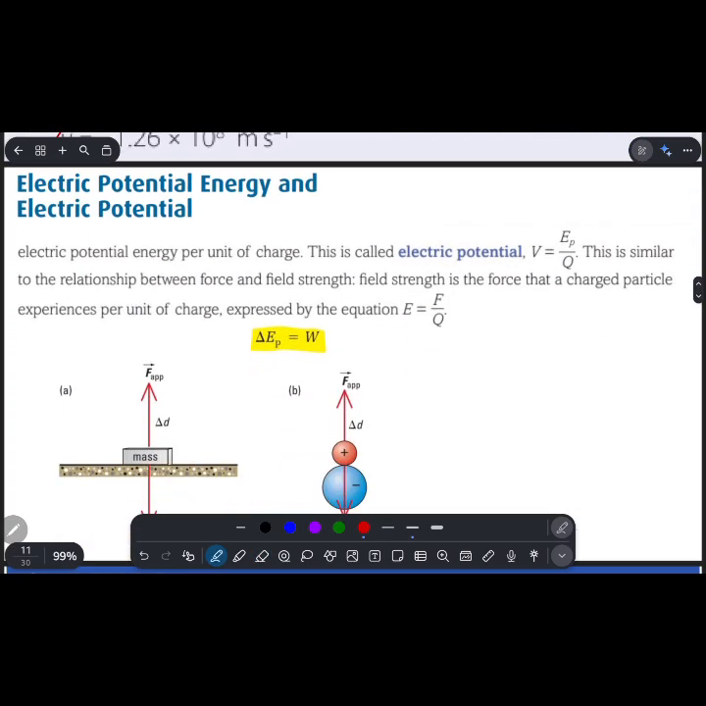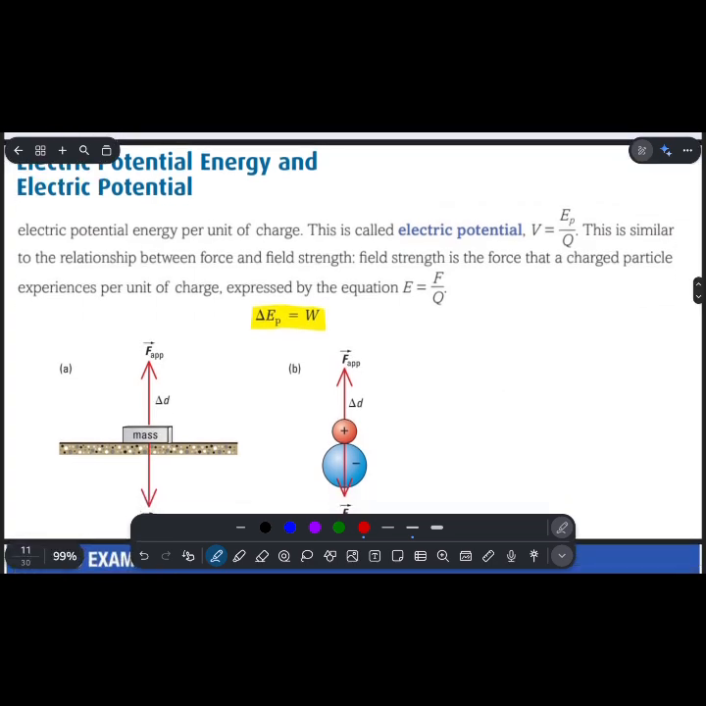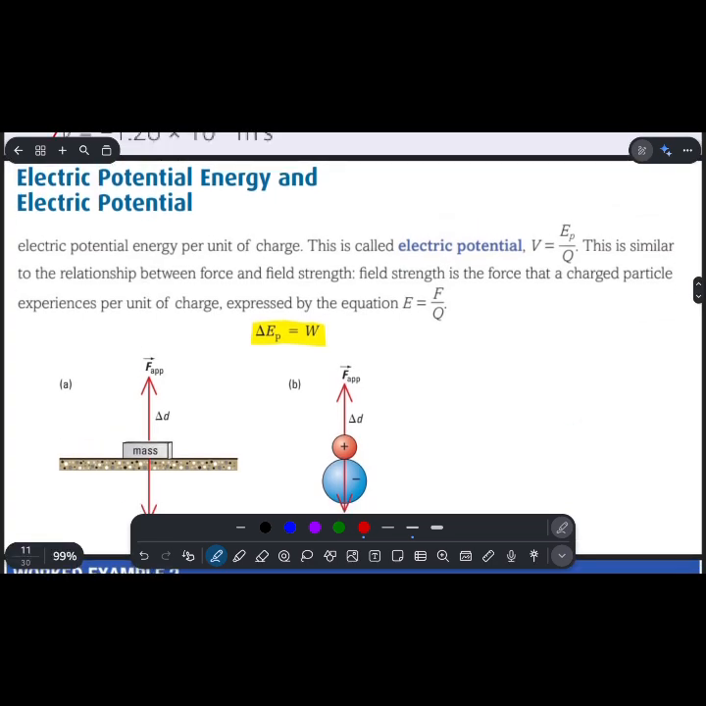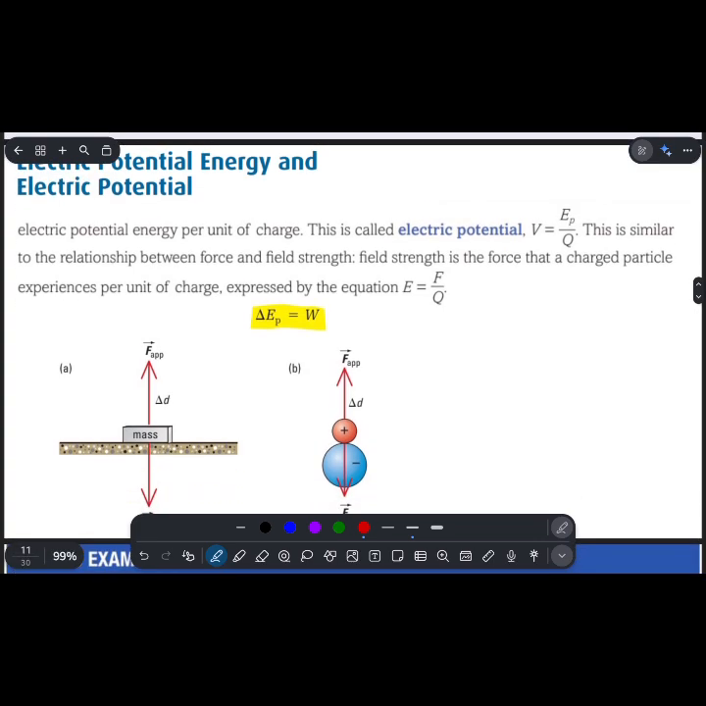Then in the next video I'm going to explain the electric potential energy and electric potential. Hope this entire discussion was clear to you.